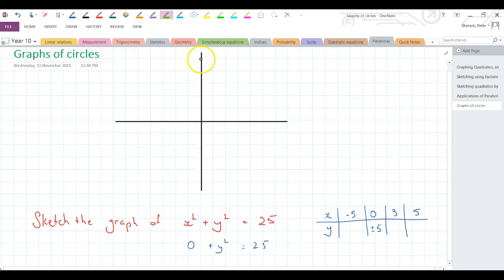1, 2, 3, 4, 5. That's x equals 0, y equals 5. 1, 2, 3, 4, 5. So that's those points there. I've plotted those. Let's move on.